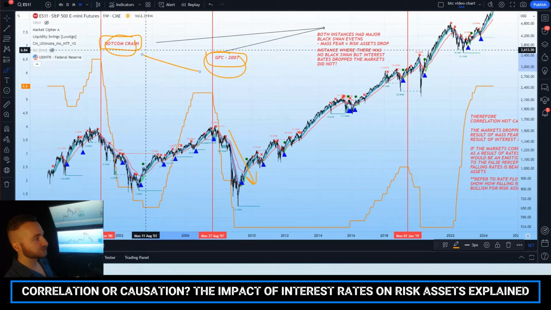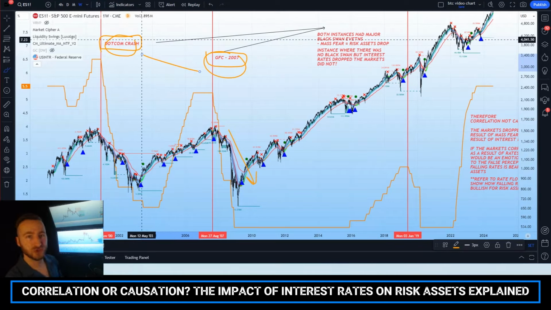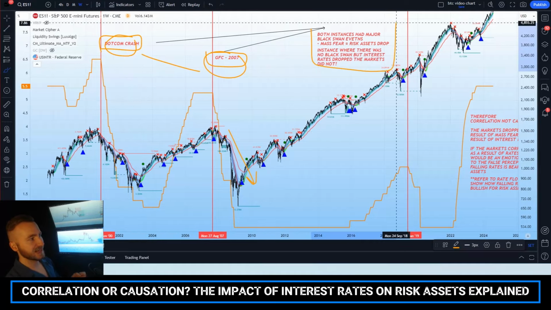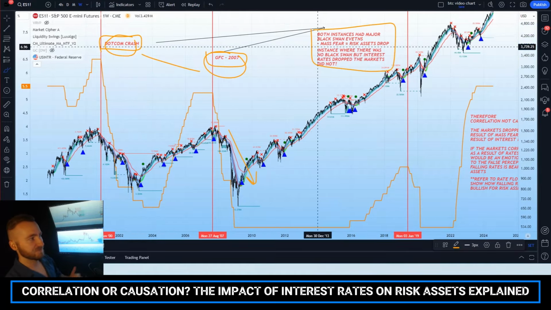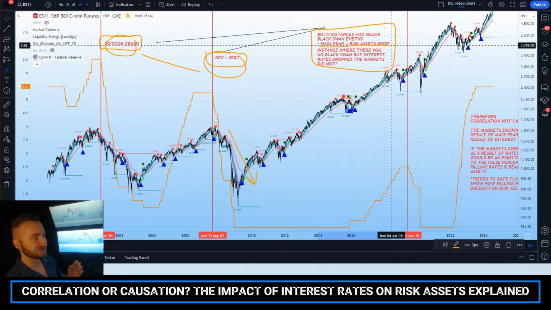We had two major events that had a stronger impact on the market psychology of investors and participants, but also, again, the risk appetites of these investors, which in times of mass fear, draw or drag risk asset markets down. So I wrote over here, both instances we had major black swan events. Mass fear equals risk assets dropping.